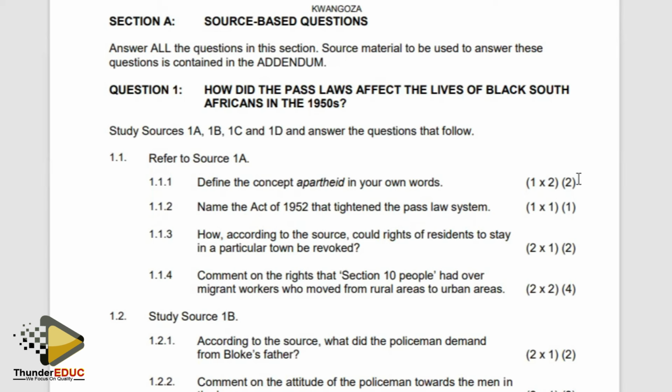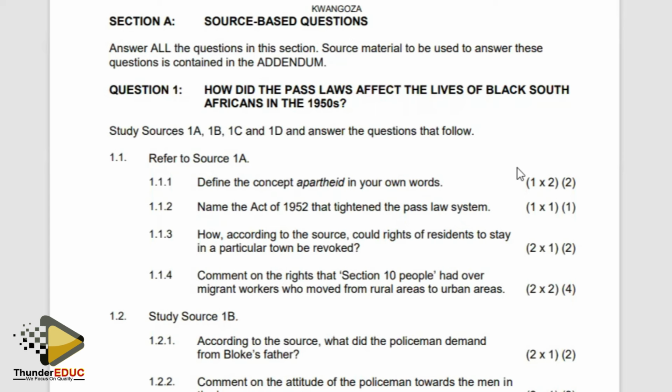Here we have question 1. How did the pass laws affect the lives of Black South Africans in the 1950s? Remember, in term 3, we learned about the pass laws. Here you're going to study sources 1A, 1B, 1C, and 1D and answer the questions that follow.